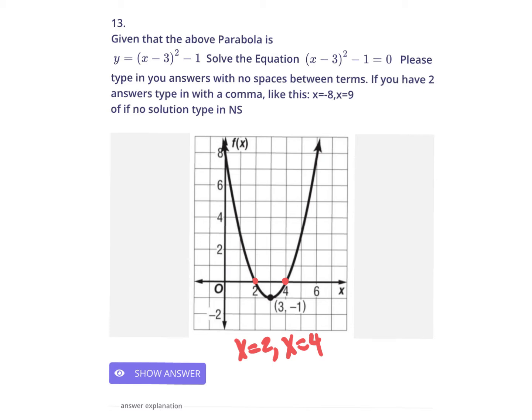And I do give you the instructions. Type in your answers with no spaces between terms. I mean, you might have one answer, you might have no solution. If you have two answers, type in with a comma like this, x equals -8, comma, x equals -9, no spaces. That's how you're going to type it in. That's how I wrote it down here. X equals 2, comma, x equals 4, no spaces between your terms. That'll be the correct answer. Moving on.